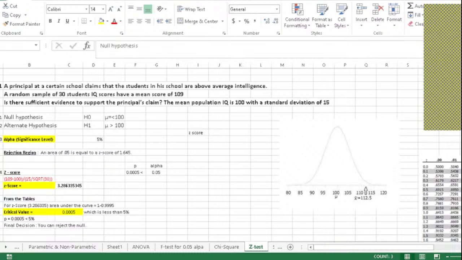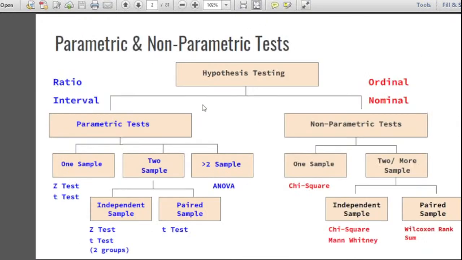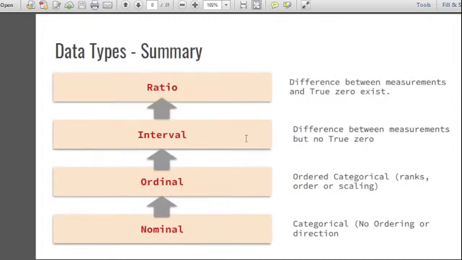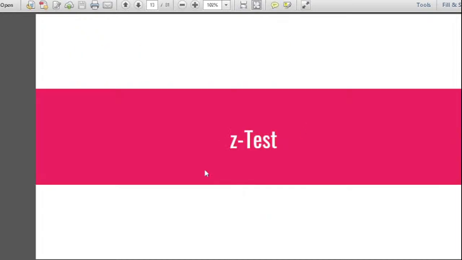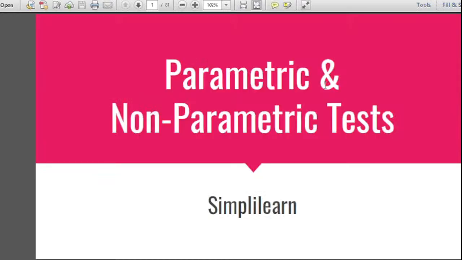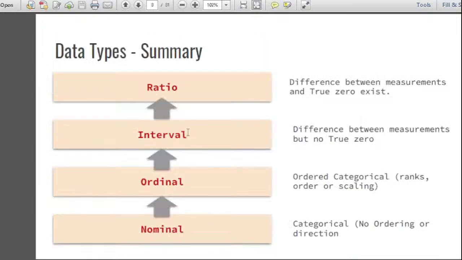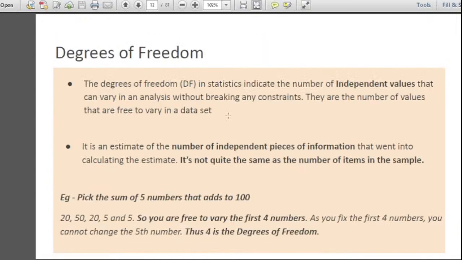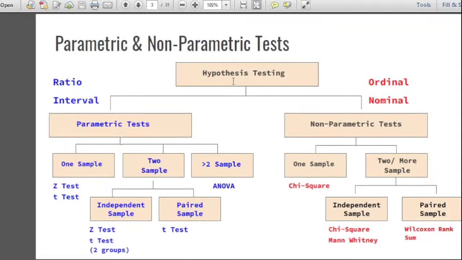And we'll see that once we start with parametric and non-parametric tests. And the first type of test we'll do is the Z test, okay? So before we start with the Z test, first we will understand what parametric and non-parametric tests are, and then we will understand what degrees of freedom are. And then after degrees of freedom, we'll start with the Z test. Okay, so let's start with parametric and non-parametric tests.